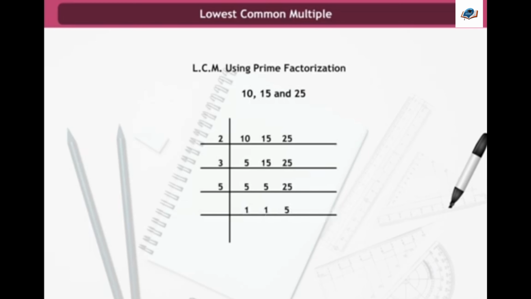So we get 1, 1 and 5. Again dividing by 5, we get 1, 1 and 1. We got all ones, so this is where we stop. Now all the numbers on the left are the divisors that we used and their product is the LCM. So the LCM of 10, 15 and 25 is 2 into 3 into 5 into 5.